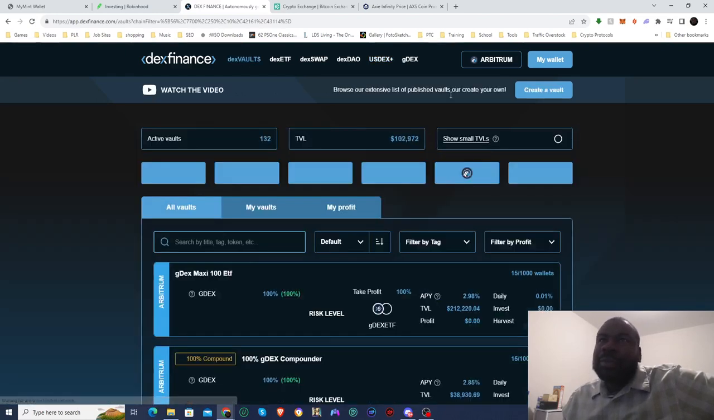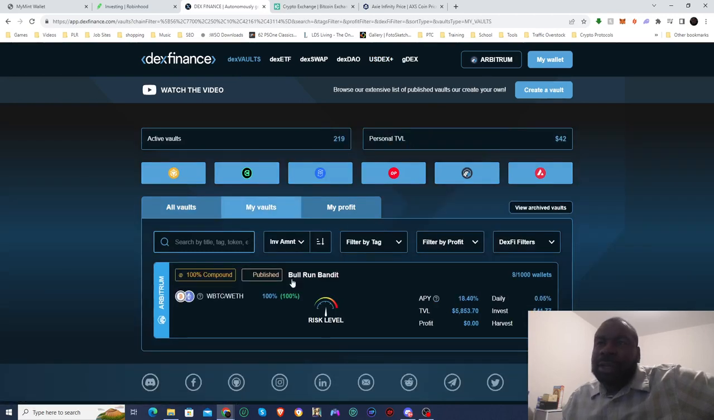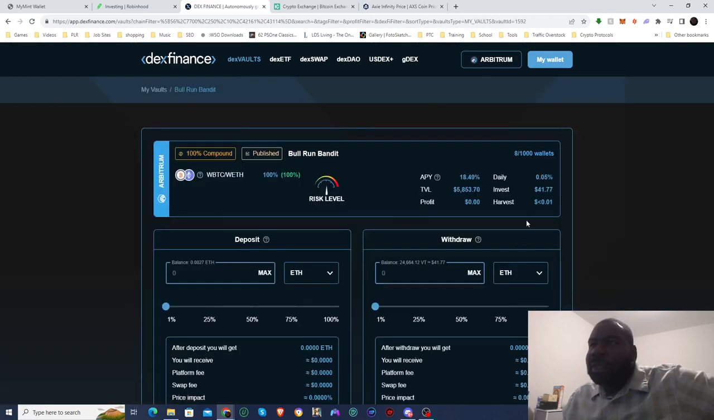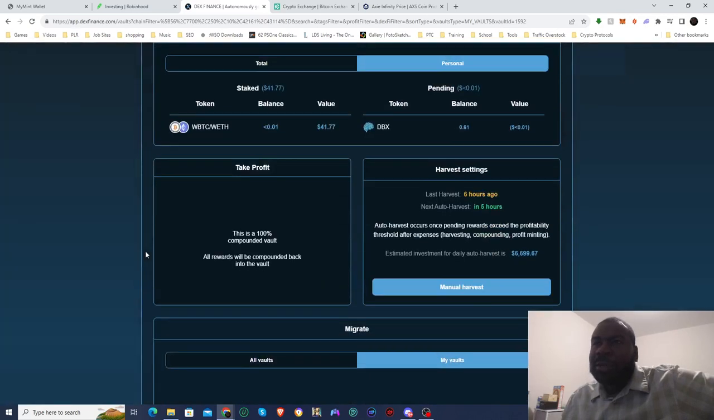If we go into the DEX vaults, go to my vaults, I'm still in the Bull Run Bandit. You can see that we have $41.77 in here, earning an APY of 18.49% and a daily APY of 0.05%. The TVL has dropped down a little bit, is at $5,853. And you can see that that total investment is down. It's down quite a bit.